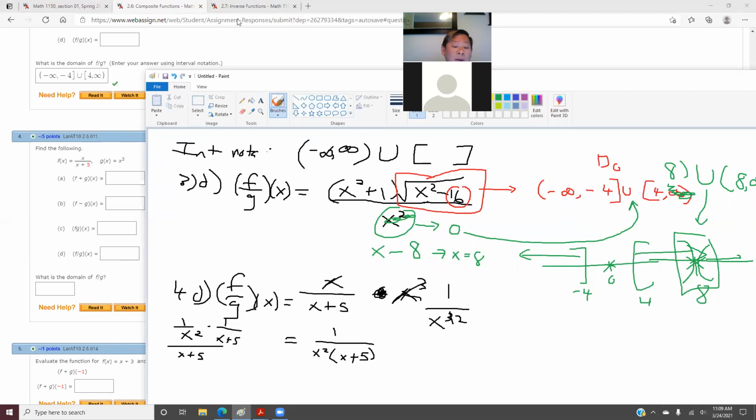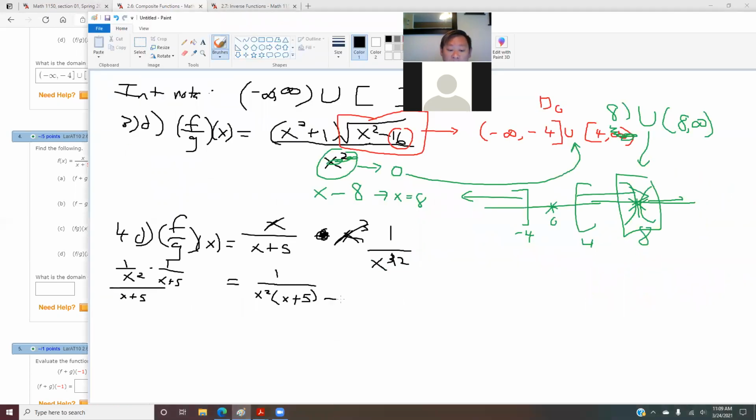So how do you figure out your domain in this case? As usual, if it's a fraction like this, your denominator cannot be 0. So you plug it in and make your denominator 0. You just need to set x squared equal to 0, and you just need to set x plus 5 equal to 0. So x in this case is 0 and -5.